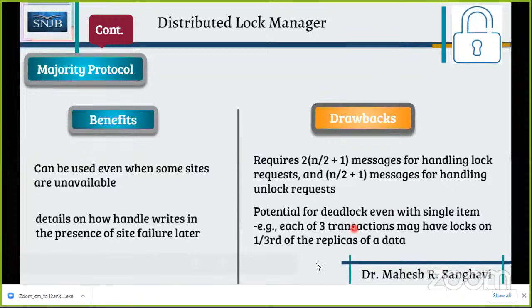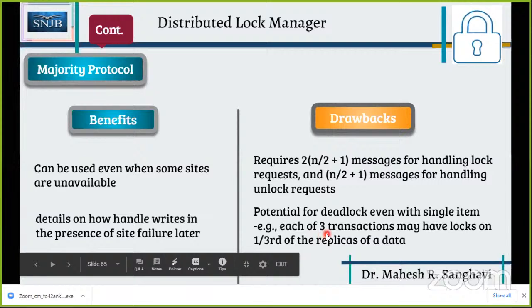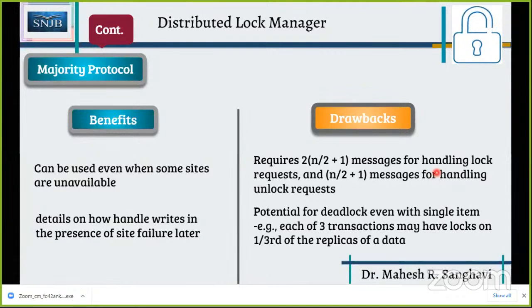An example is given here. Each of 3 transactions may have a lock on 1/3 of the replicas of that particular data item, and this issue will lead to deadlock. Why will deadlock come, friends? Because there may be a possibility that half the sites have said the lock manager should grant the request, and the other half have said otherwise, a 50-50% ratio can arise there. In that particular case, the chances of deadlock are higher.